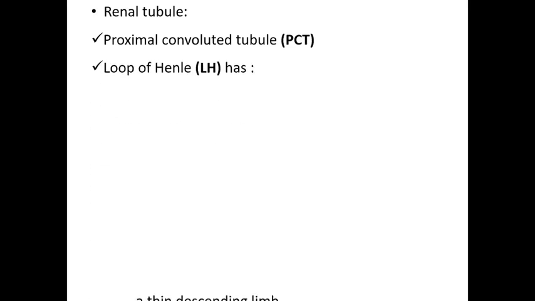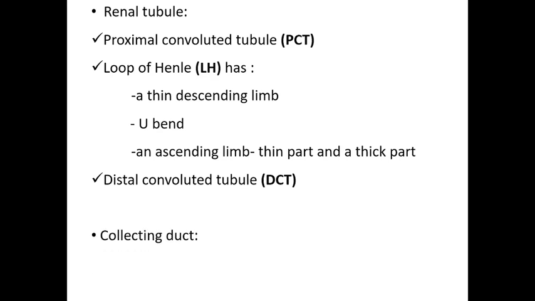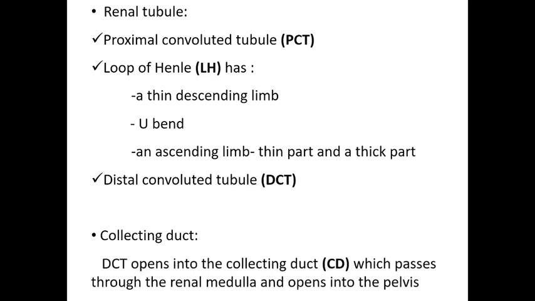Next, we have the renal tubules. So, the renal tubule consists of several parts. We have the proximal convoluted tubule, the loop of Henle, which has a thin descending limb, U-bend, and a thick and thin ascending limb. And then we have the distal convoluted tubule, and finally the last part, or the third part of the nephron, is the collecting duct.